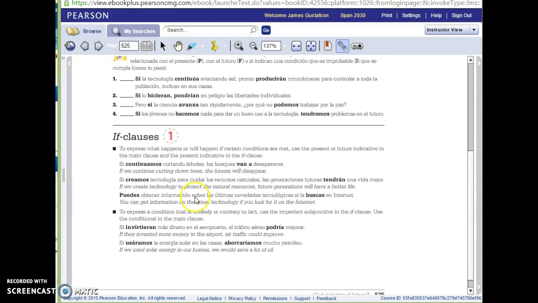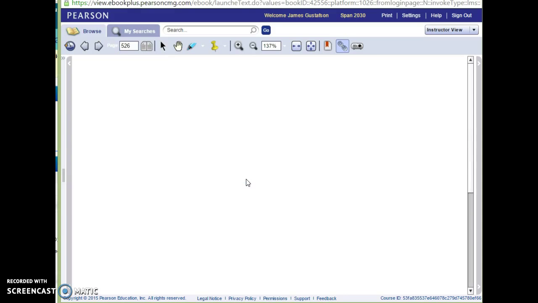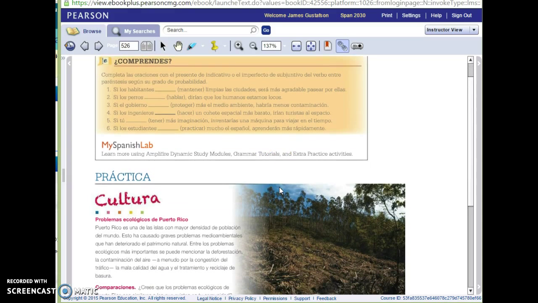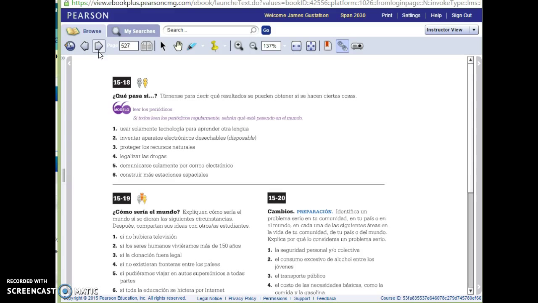And down here they're explained for you. And you can read that. I won't read that to you, but yeah, I highly suggest you read through that, the explanations and the examples. Okay. And then you will have some practice. Now, these si clauses are similar to English, I think. Once you start reading through them, working through them, you'll see that they are similar to English. It's not too difficult of a concept.